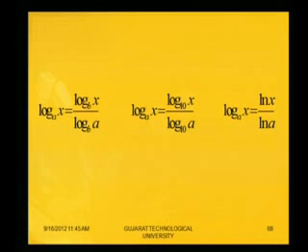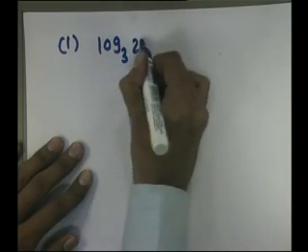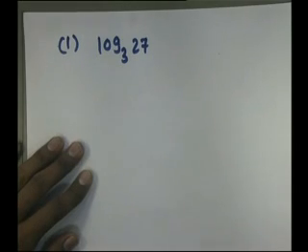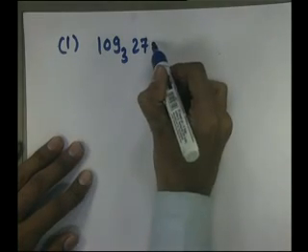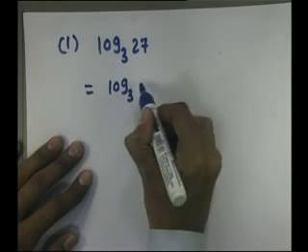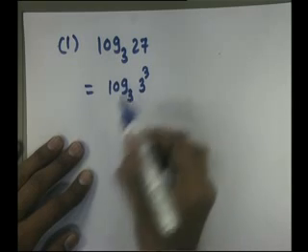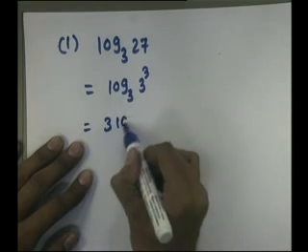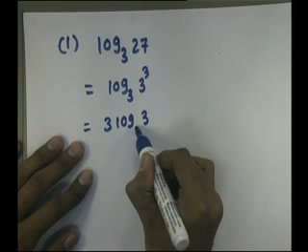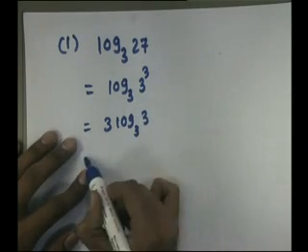Right, first question. Log base 3 of 27. Here we want to find this value. So this can be written as log base 3 of 3 cube. 27 can be written as 3 cube; apply power properties. So this will be 3 times log base 3 of 3. And log a to the base a is 1. So the answer is 3.